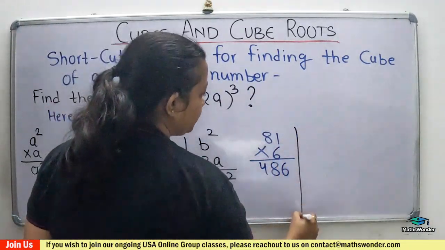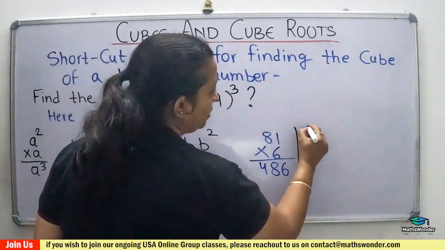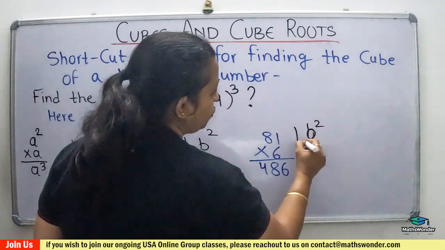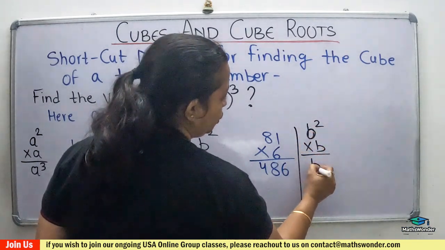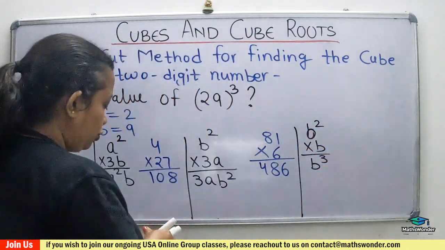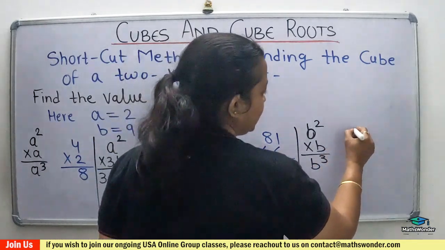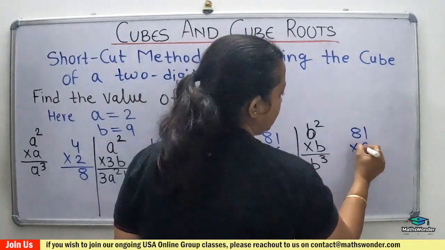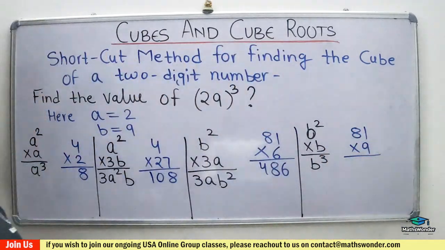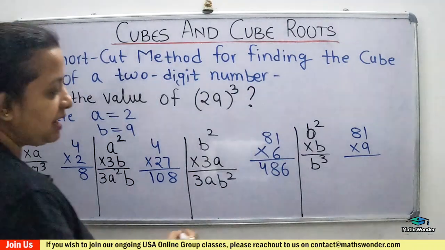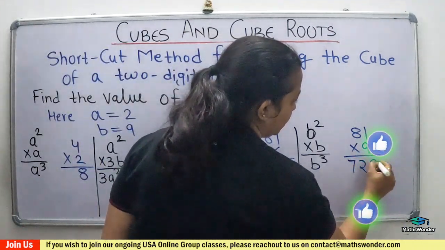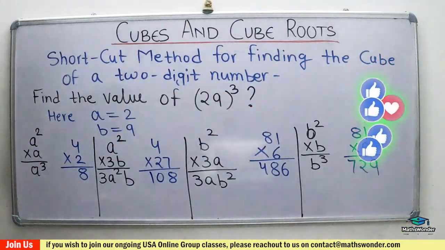Now come to the last, fourth part. It will be b square times b, which is b cube. Substitute. b square is 9 square, which is 81, times 9. So it will be 729. Got it?